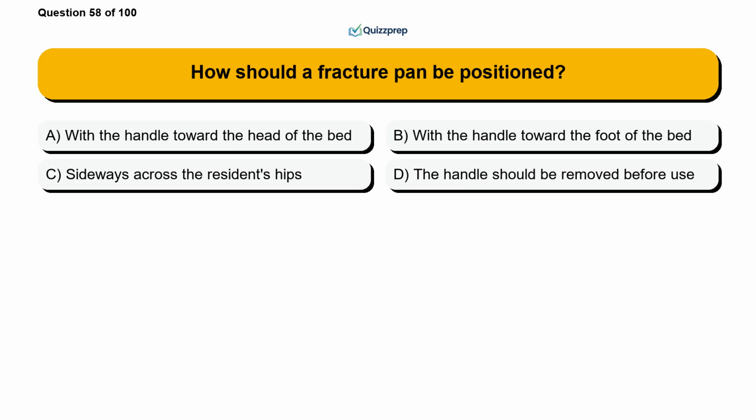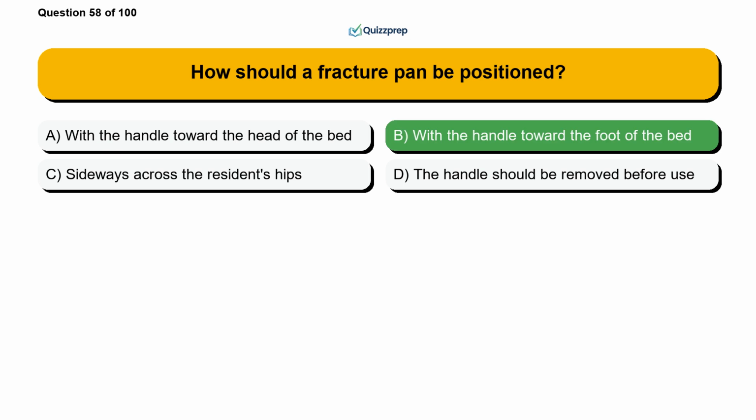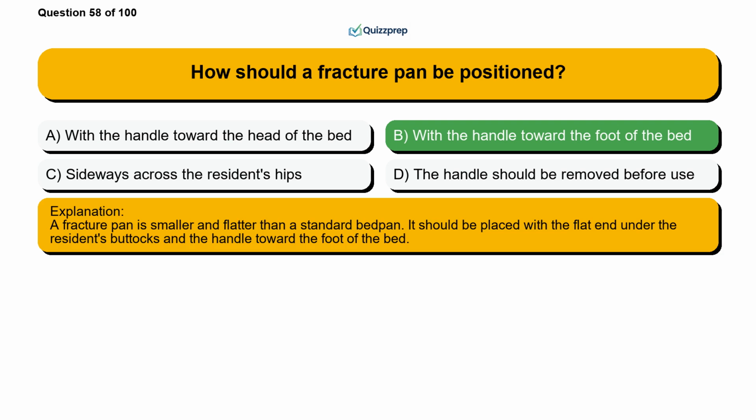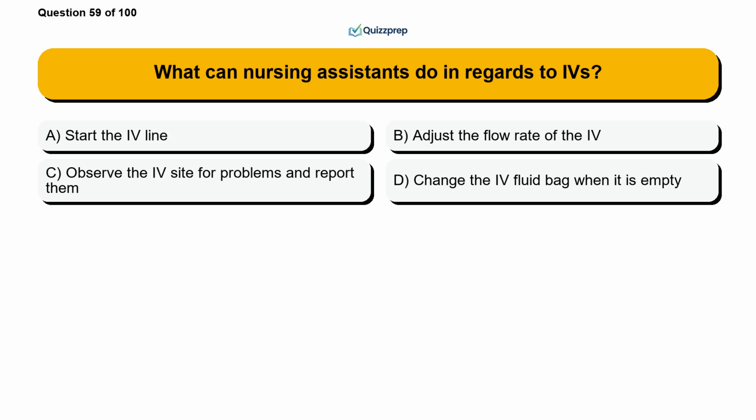Question 58. How should a fracture pan be positioned? Option A, with the handle toward the head of the bed. Option B, with the handle toward the foot of the bed. Option C, sideways across the resident's hips. Option D, the handle should be removed before use. The correct answer is option B, with the handle toward the foot of the bed. A fracture pan is smaller and flatter than a standard bed pan. It should be placed with the flat end under the resident's buttocks and the handle toward the foot of the bed.